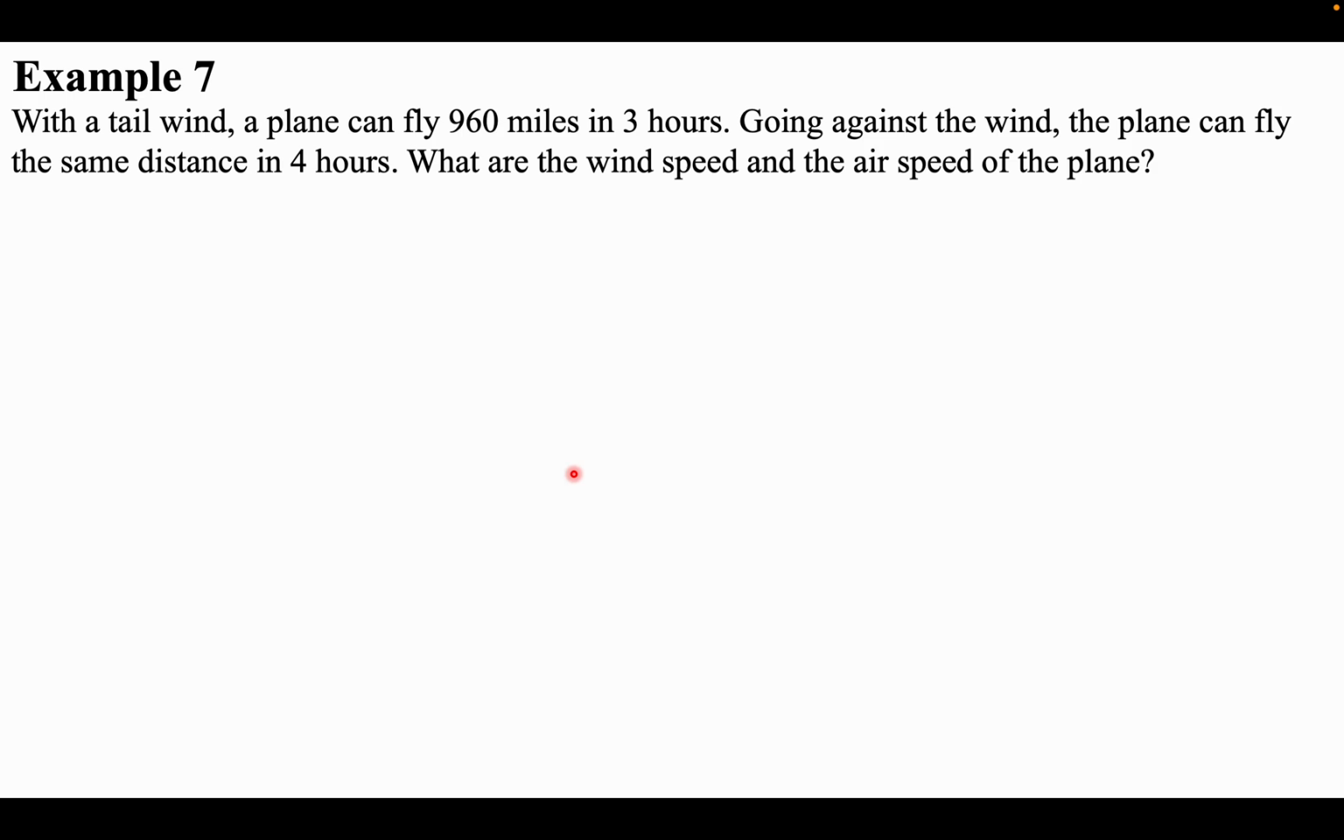Example 7. With the tailwind, a plane can fly 960 miles in 3 hours. Going against the wind, the plane can fly the same distance in 9 hours. What are the wind speed and the airspeed of the plane?